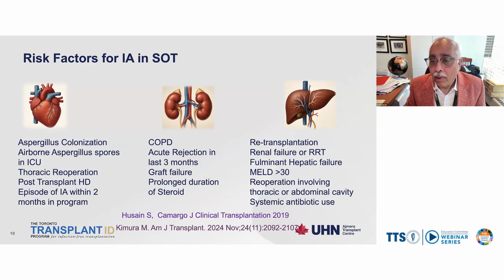In livers, retransplantation, renal failure, fulminant hepatic failure, MELD of greater than 30, reoperation involving the thoracic or abdominal cavity, and recently systemic antibiotic use have been implicated to portend high risk of invasive aspergillosis.